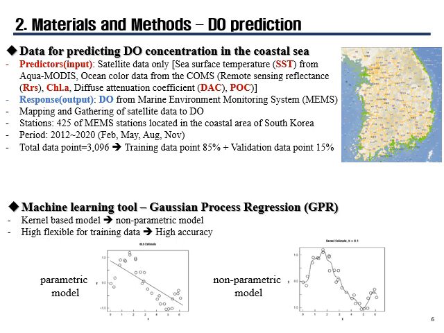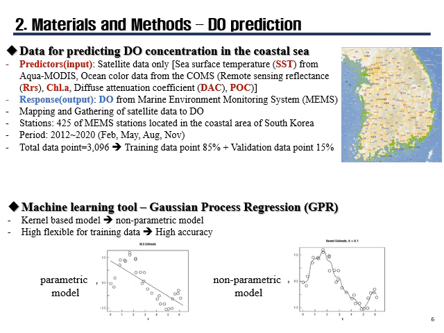And this is the DO prediction process in the coastal sea. We use satellite data only to predict the surface DO concentration, such as the sea surface temperature from the Aqua MODIS satellite and ocean color data from the COMS satellite, such as remote sensing reflectance, chlorophyll, diffuse attenuation coefficient, and pH. The response variable is DO concentration, observed by the Marine Environment Monitoring System in Korea. And then we did mapping and gathering of satellite data to DO data.